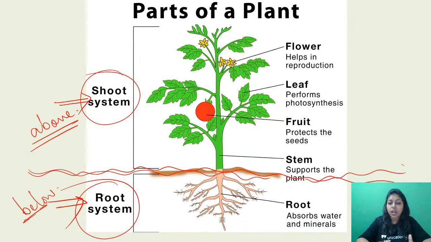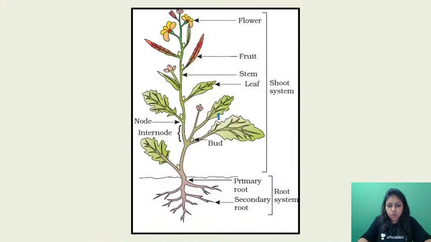They go deep down into the soil, and the shoot system is important because it contains the flower, leaf, fruit, and stem, and they are really good for us. They give us so many things and perform various functions. For example, they are helpful in transpiration, photosynthesis, and reproduction. So we will be talking about each one of them in detail now.